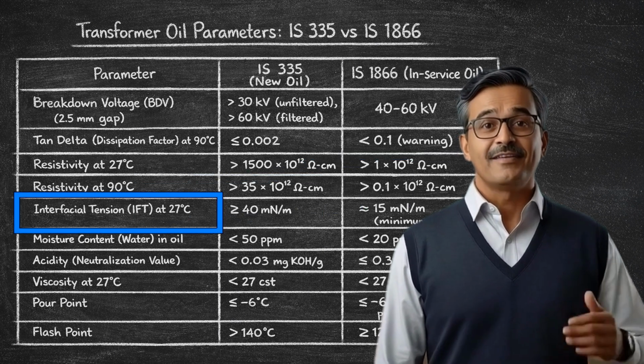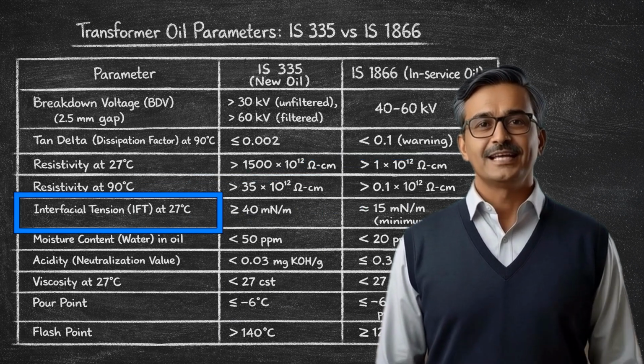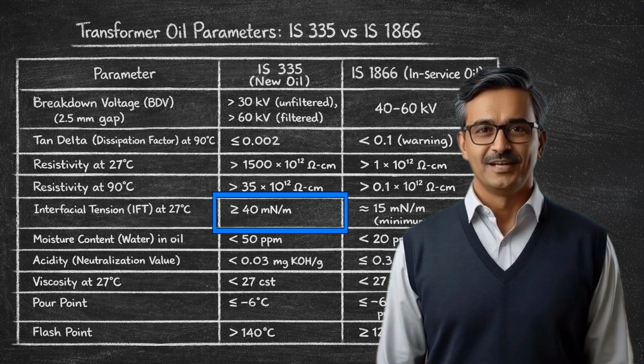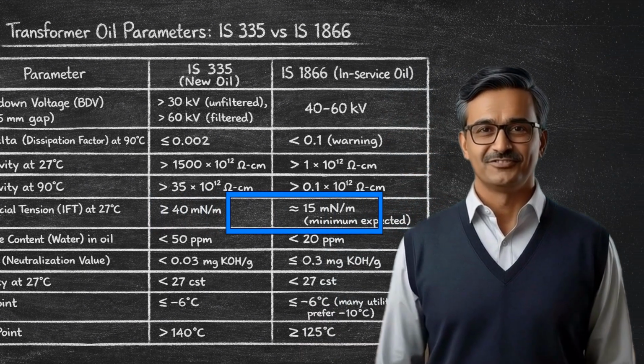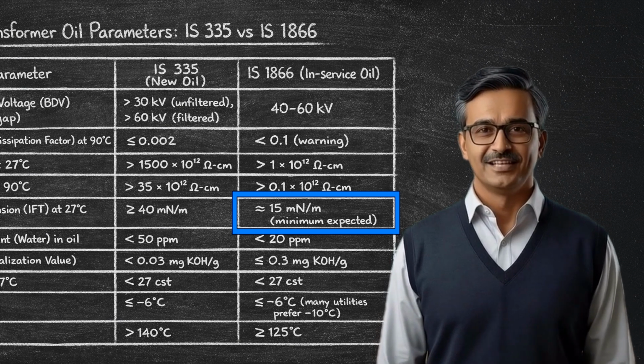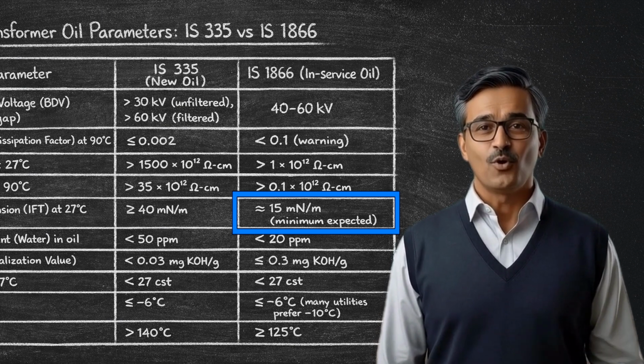Next is interfacial tension or IFT. IFT reduces when oxidation products increase in the oil. New oil should have minimum 40 millinewton per meter at 27 degrees Celsius. In-service oil should be around 15 millinewton per meter or more. Low IFT means the oil is aging and becoming impure.